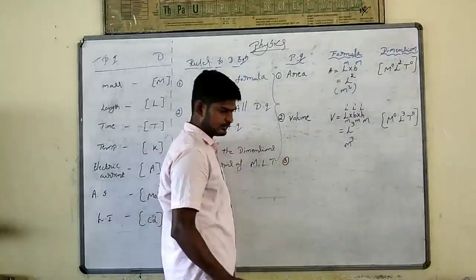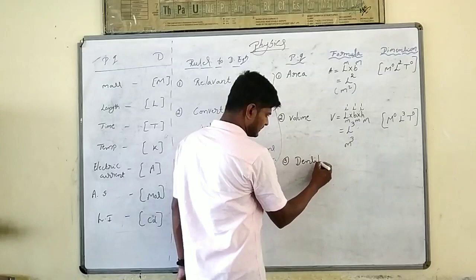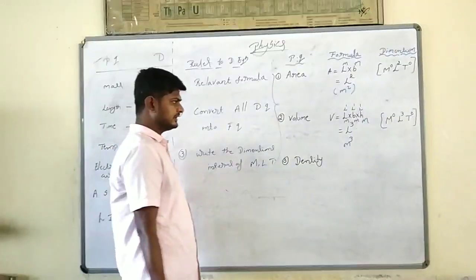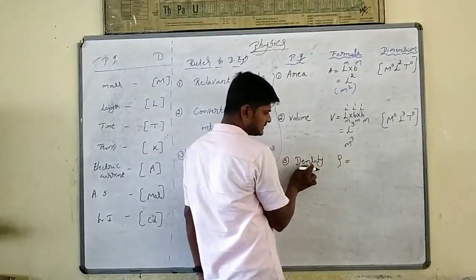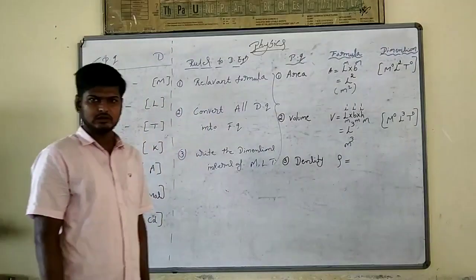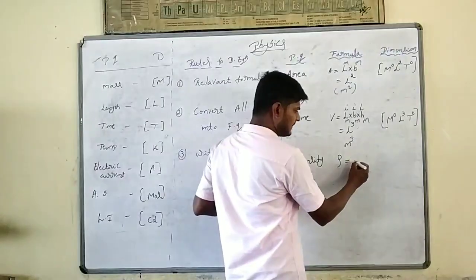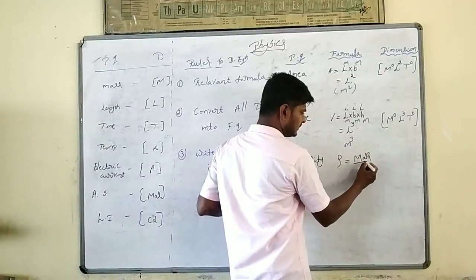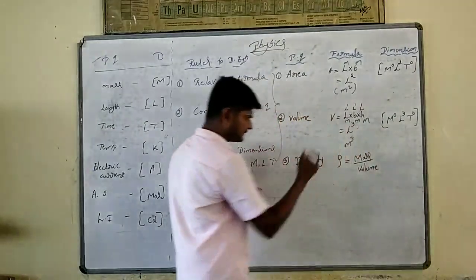We can come to density. Density here I am going to write the symbol rho. Keep in mind, rho means density only. Density means what? The formula is mass by volume. Density is mass by volume.